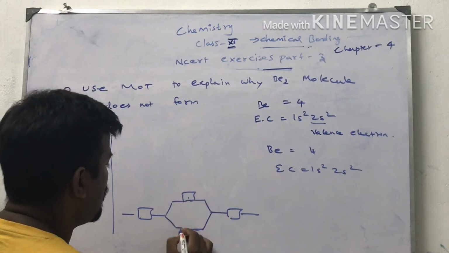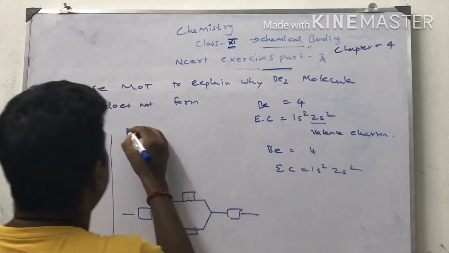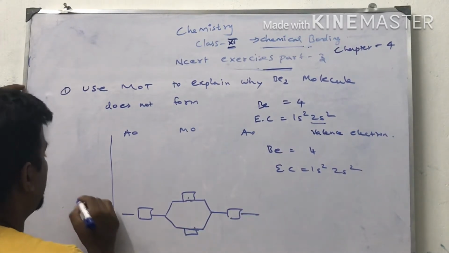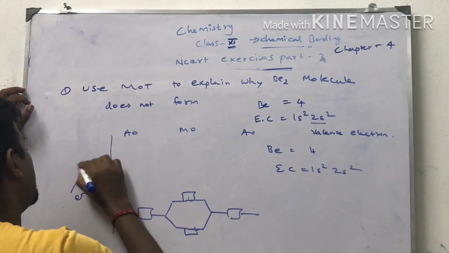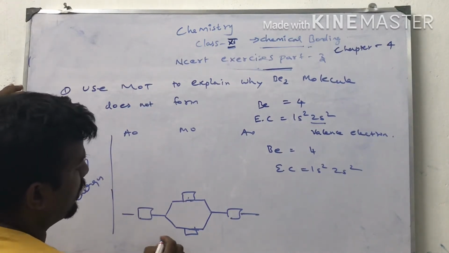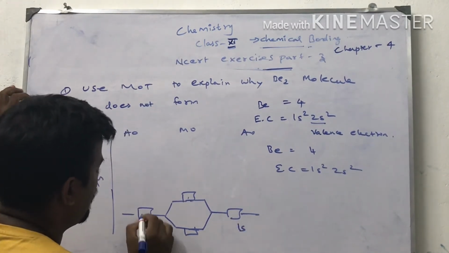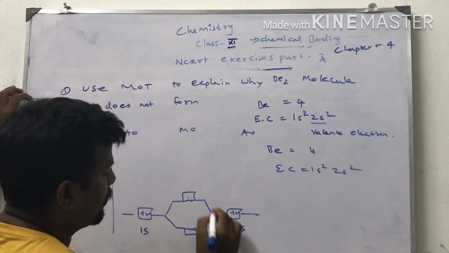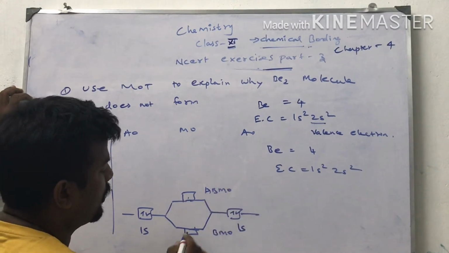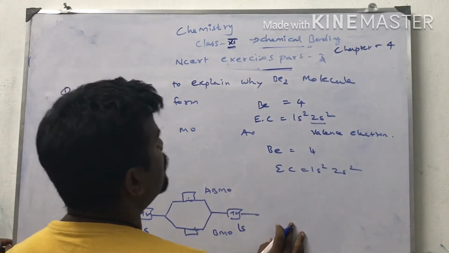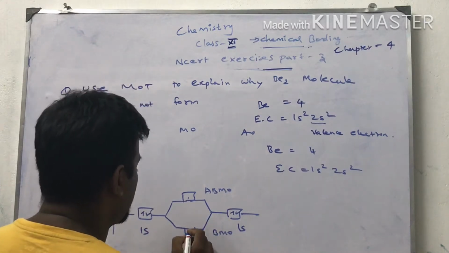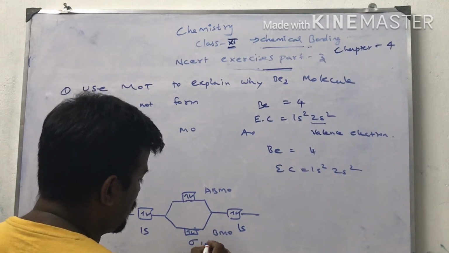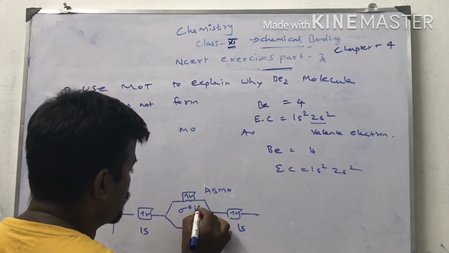The atomic orbitals and the molecular orbitals, in increasing energy order. How many electrons are present in 1s here? 2 electrons. Here also 2 electrons. This is bonding molecular orbital. This is anti-bonding molecular orbital. Lower energy state, higher energy state. How many electrons combining? 1, 2, 1, 2. So 4 electrons combined together. This is sigma 1s2. This is sigma star 1s2.